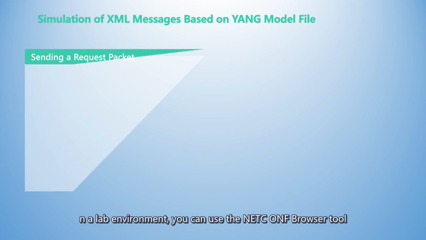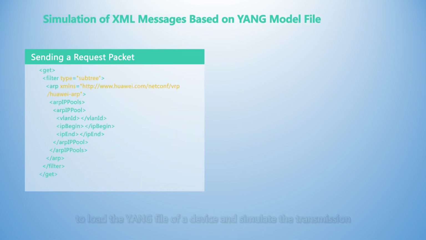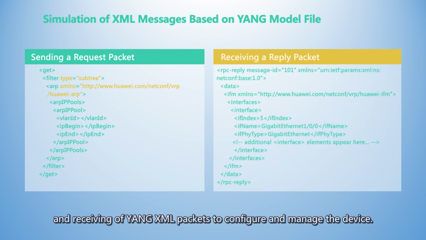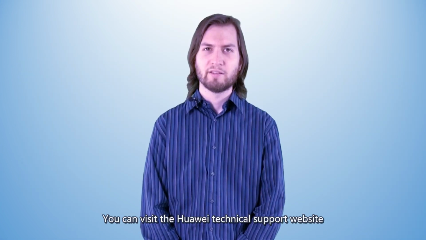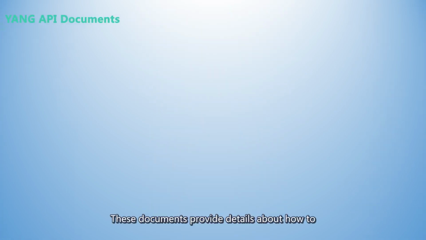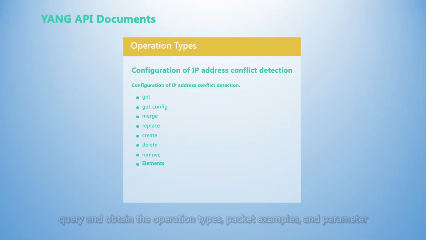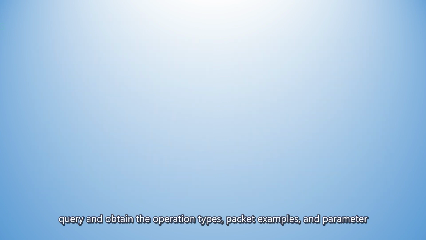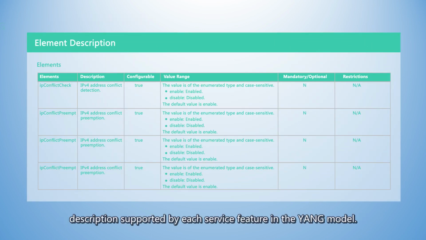In a lab environment, you can use the NETCONF browser tool to load the YANG file of a device and simulate the transmission and receiving of YANG XML packets to configure and manage the device. You can visit the Huawei technical support website to obtain YANG API documents. These documents provide details about how to query and obtain operation types, packet examples, and parameter description supported by each service feature in the YANG model.